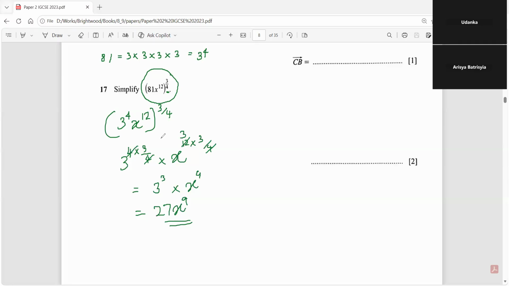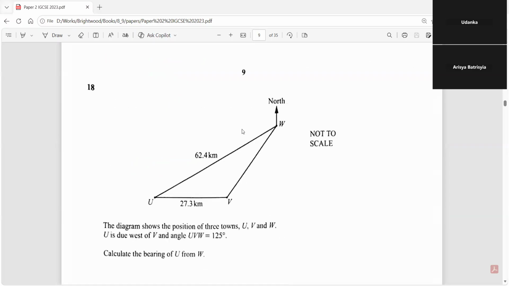You can put like that. Both can be written. Here x to the 12 also has 3 over 4, and here also 3 over 4. You can cancel and get it like that. Here 3 to the power 3, x to the 9. 3 to the power 3, x to the 9 should be. You can write like that. Okay, next question.